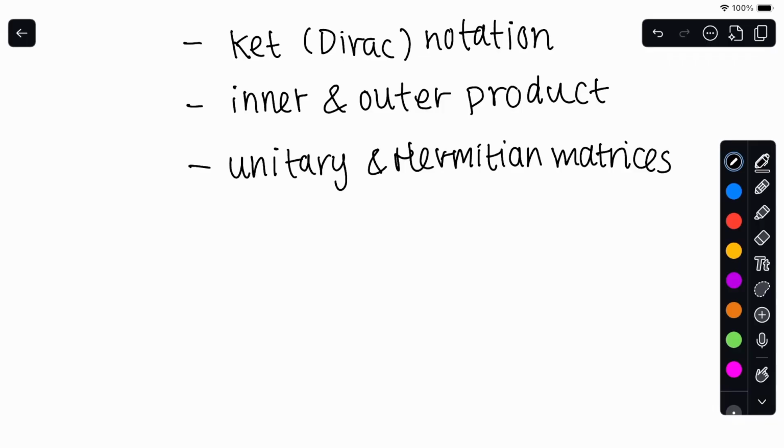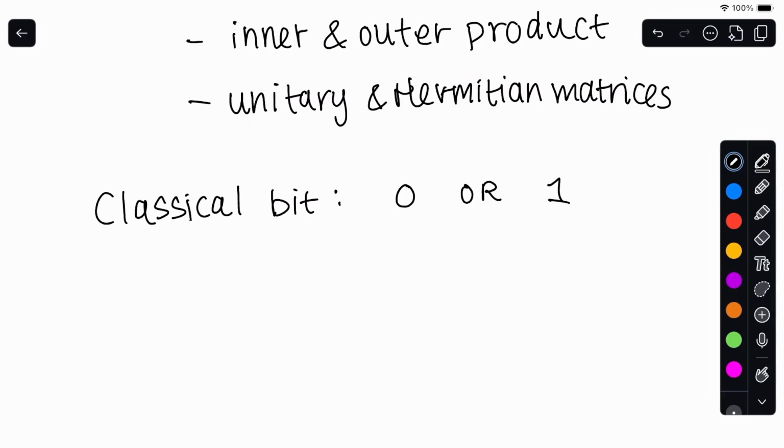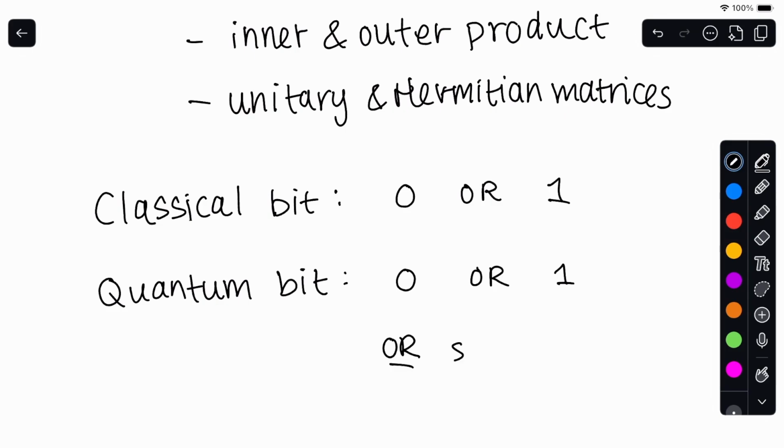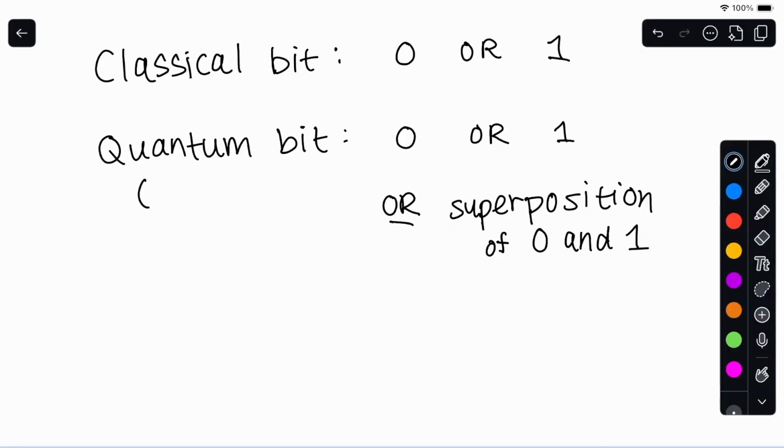So just as a little bit of a motivation for where we're headed, we need a way to talk about our quantum bits mathematically. So we know that our classical bit in our regular computer, like your laptop or your phone, is just going to be discretely 0 or 1. That's it, only 2 options. But then a quantum bit is not like that. So a quantum bit could be 0, or it could be 1, or it could also be a superposition of 0 and 1. And we call this quantum bit a qubit for short.